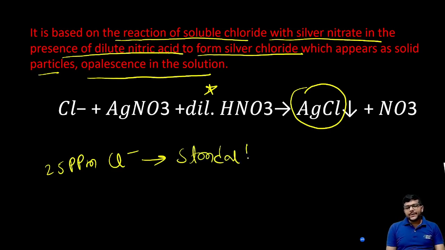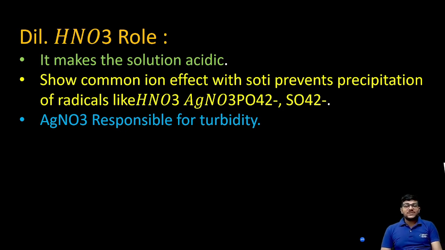This is very important. Next, what is the role of HNO3, why do we add HNO3 in the limit test of chloride? Dilute HNO3, as it is an acid, obviously makes the solution acidic. But this is not the only function of our HNO3. One function is that it makes the solution pH acidic. That is very good.